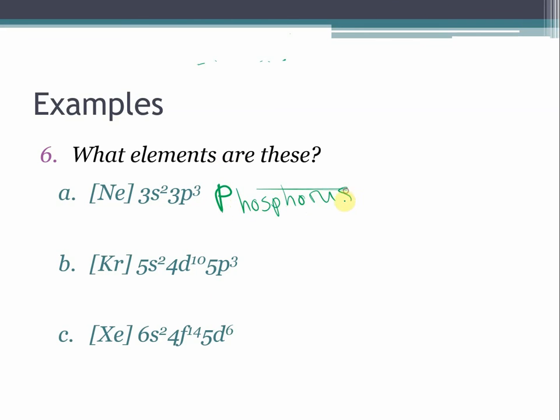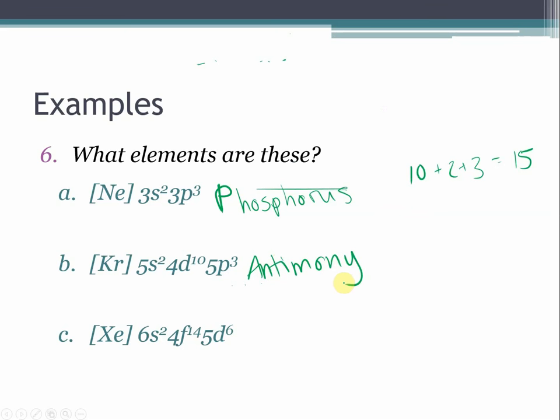The other way to tell is to say, well, neon has 10 electrons plus 2 plus 3, that's 15 electrons. And that is the number of electrons in phosphorus. So that's your other way of knowing. Looking at letter B, find krypton. Go down to the next row and count 5s2 all the way through your 4d orbitals, 4d10, and then look 1, 2, 3 elements into your 5p orbitals. Going across, that will give you antimony.